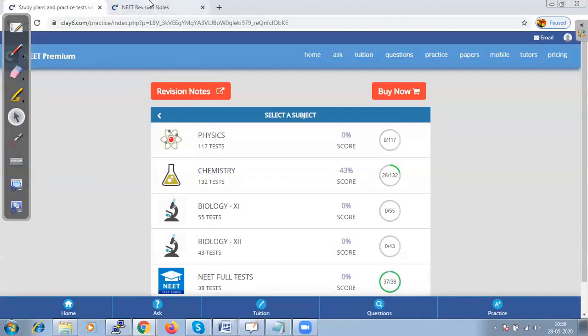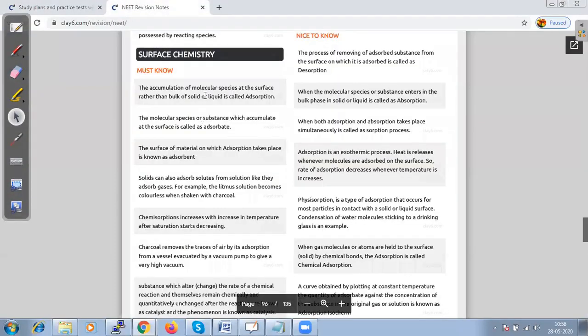So let us start the chapter, that is surface chemistry. What do we mean by surface chemistry, or what do we study in surface chemistry? Surface chemistry deals with the study of physical and chemical phenomena occurring at the boundary separating two bulk phases. The accumulation of molecular species at the surface rather than in the bulk of a solid or liquid, we call it adsorption.